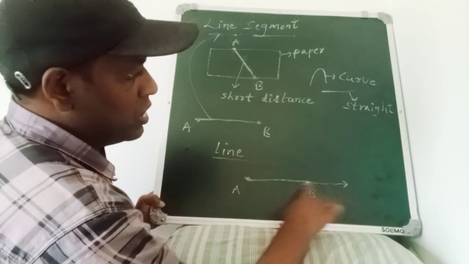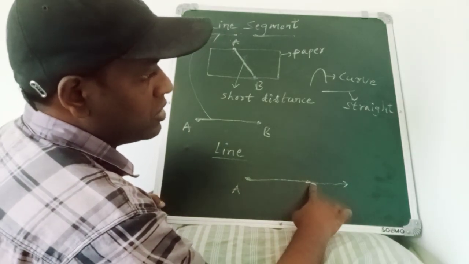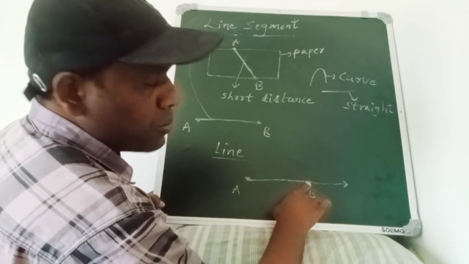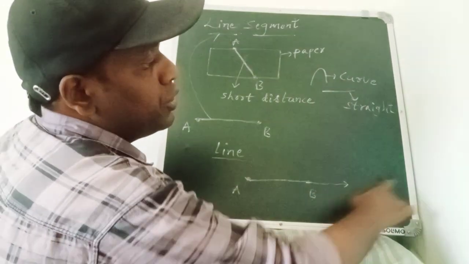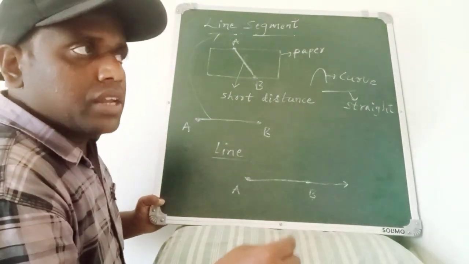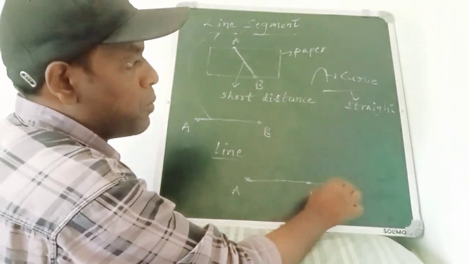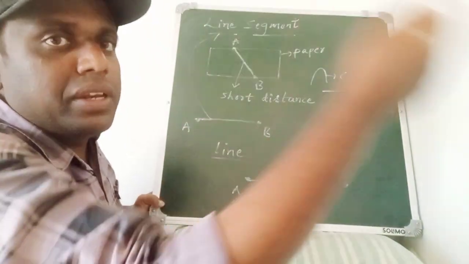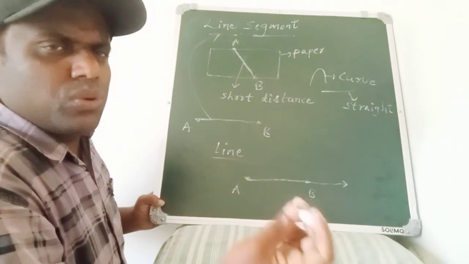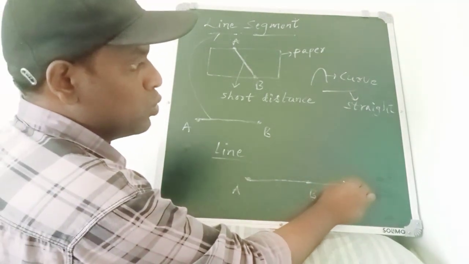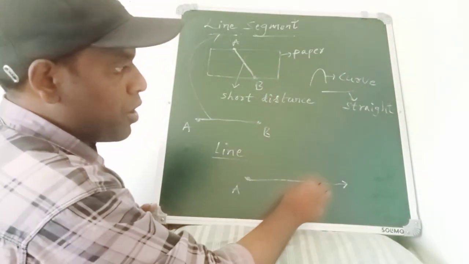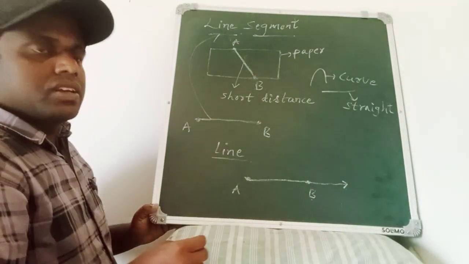This mark shows this straight path is extending, going beyond point B, and it is continuing indefinitely. We don't know where it will stop. In other words, I can say this straight path is moving till infinity. So the arrow mark shows it is moving indefinitely after point B also.